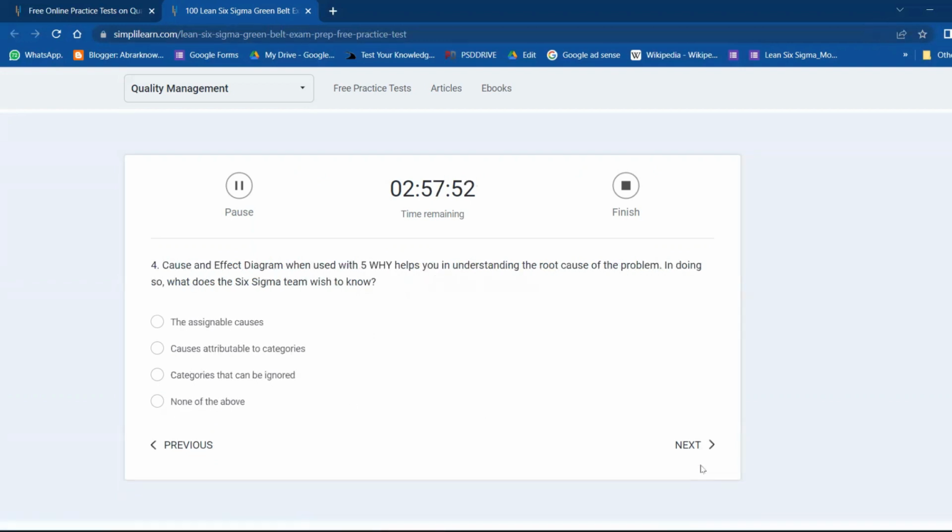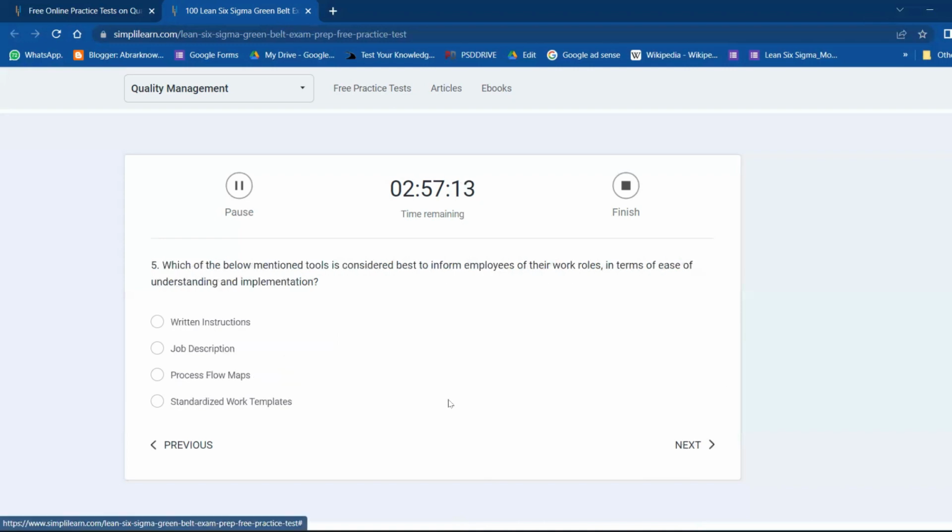The fourth one: the cause and effect diagram, when used with 5 Whys, helps you in understanding the root cause of the problem. In doing so, what does the Six Sigma team wish to know? The assignable cause. So we have 2 causes: one is called the common cause and the other is called the special cause. Special cause is also an assignable cause. We need to find out why that outlier happened, why there is a variation, how to curb that variation, and how to reduce the standard deviation. So the main purpose with respect to Six Sigma is the assignable cause.